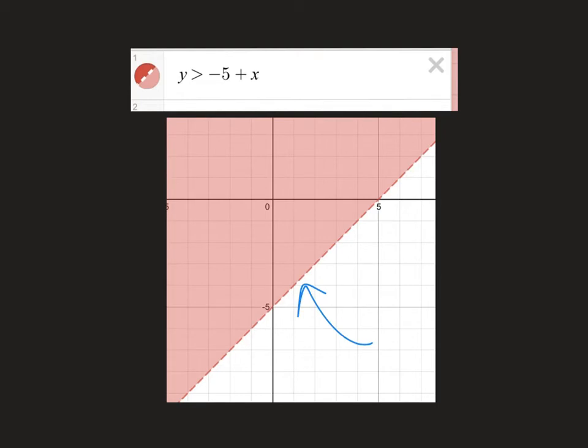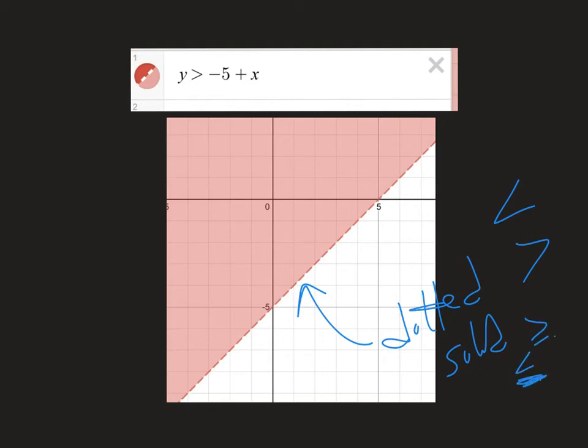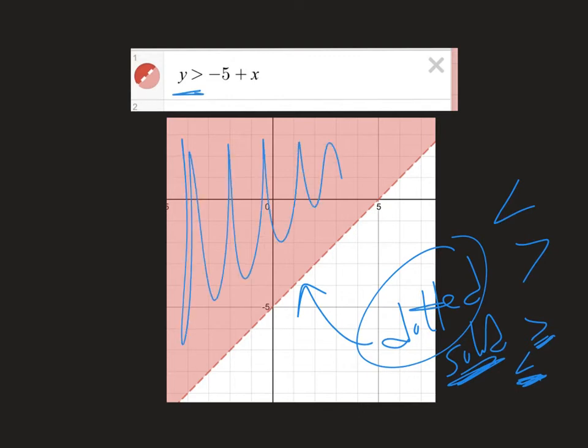Notice the line is a dotted line. Dotted line goes with strictly less than, strictly greater than. Solid line is going to go with greater than or equal to or less than or equal to, right? If I see a solid line, I'm going to make a solid line. Otherwise, I make me a dotted line. And then y's are greater than, notice where the shaded region is.